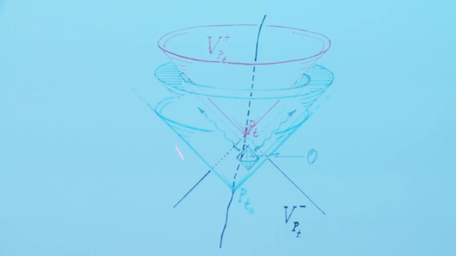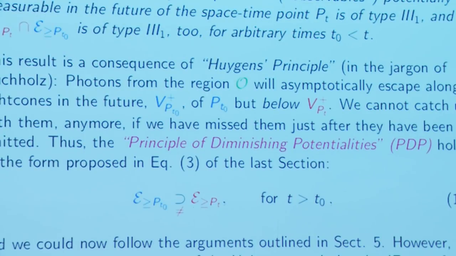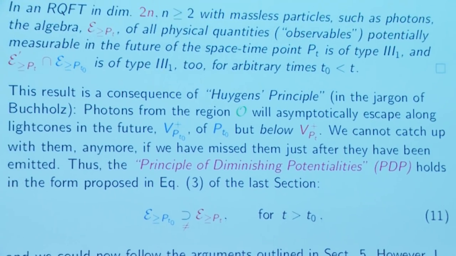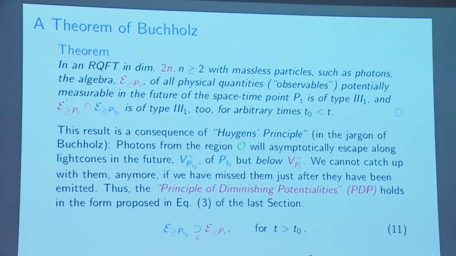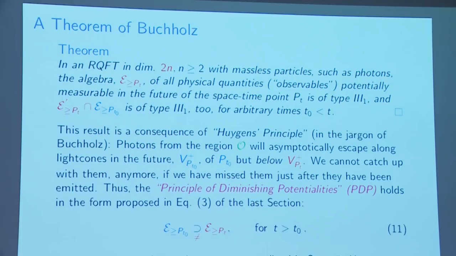This means that the relative commutant of E greater or equal to T inside E greater or equal to T naught is a big algebra. It consists of all asymptotic electromagnetic fields located in this region here. So it's an infinite dimensional algebra. In fact, this was something that Buchholz first analyzed in fairly great detail in connection with a scattering theory for photons.